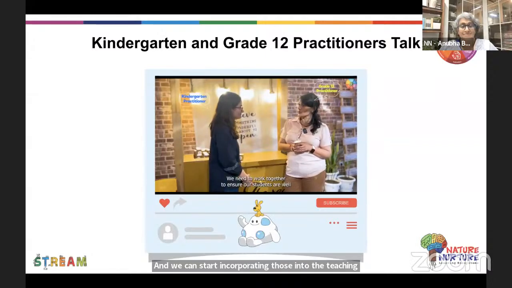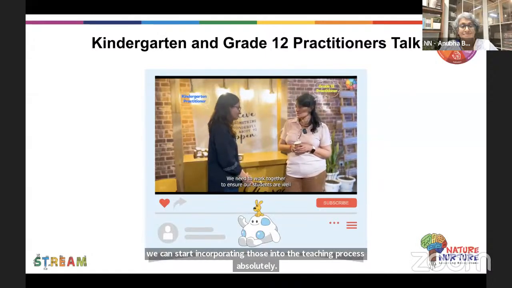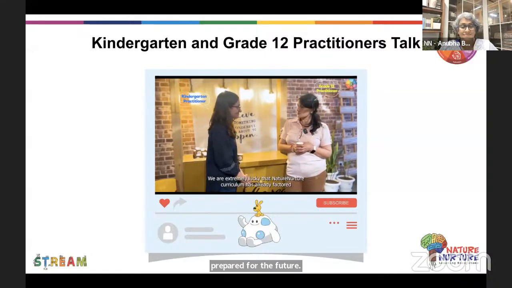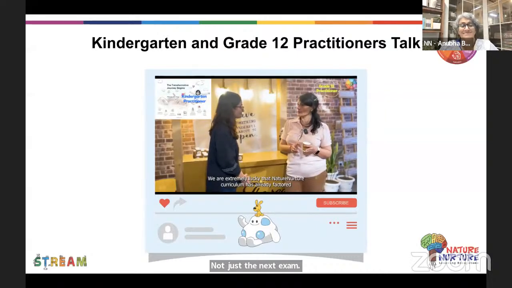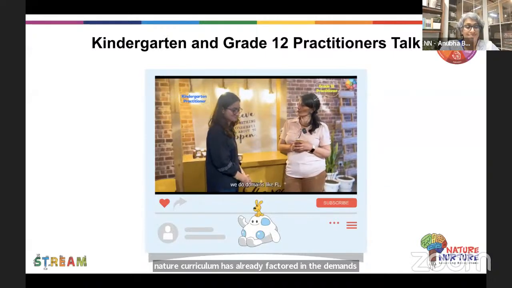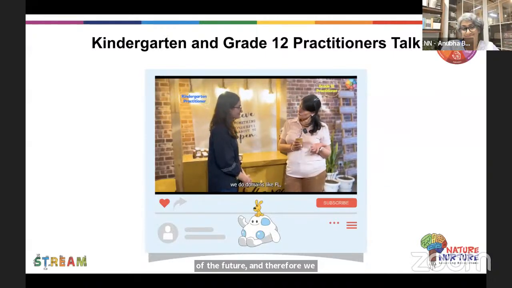Absolutely. We need to work together to ensure our students are well prepared for the future, not just the next exam. We are extremely lucky that the Nature Nurture curriculum has already factored in the demands of the future. And therefore, we do domains like FL, GE, and D and T in the foundational years.